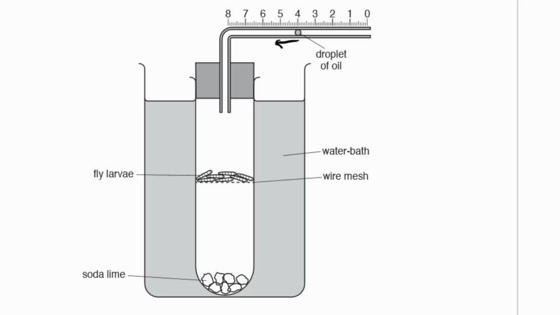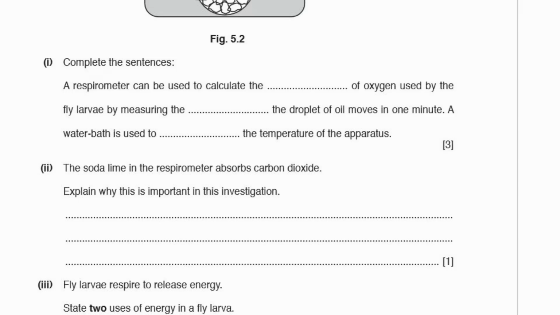All right. 1. Complete the sentences. A respirometer can be used to calculate the volume of oxygen used by the fly larva by measuring the distance the droplet of oil moves in 1 minute, or the length the droplet of oil moves in 1 minute. A water bath is used to control the temperature of the apparatus.